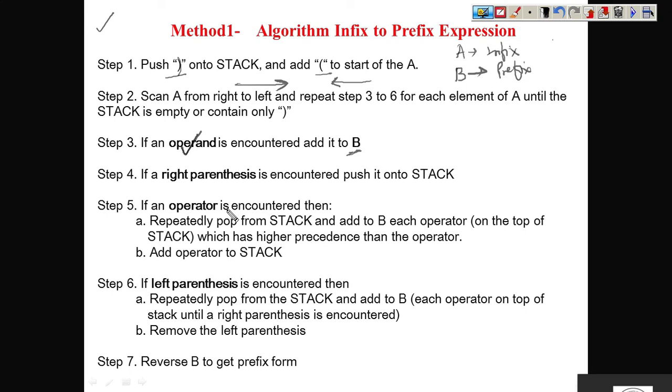Now keep in mind, this is something different from the case of postfix. In the postfix, we are looking for any operator of the same precedence or higher precedence, and only then do we pop and add it to the output. This we are doing in the postfix. But in the prefix, we will only pop the operator if the operator which is in the stack is of higher precedence. This we are doing in the prefix. So this is something very important that you have to keep in mind while converting from infix to prefix.